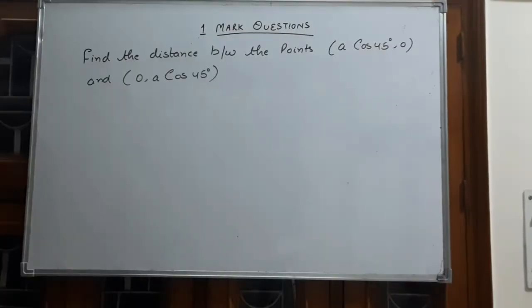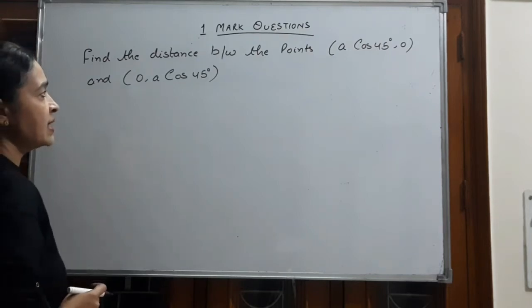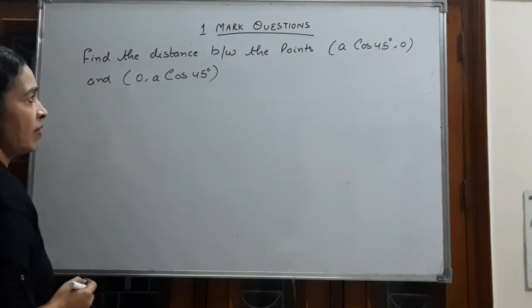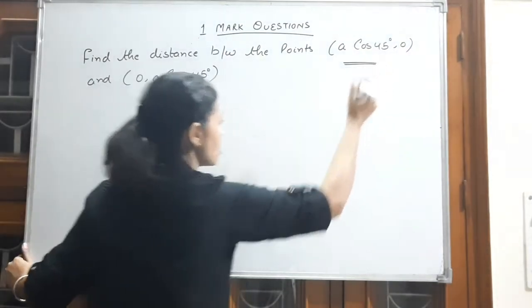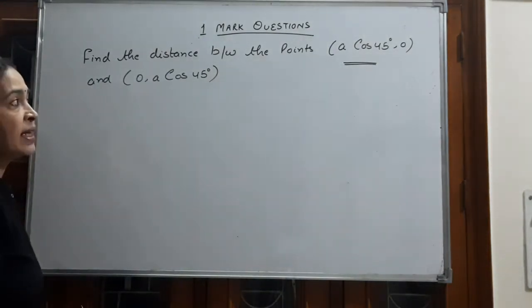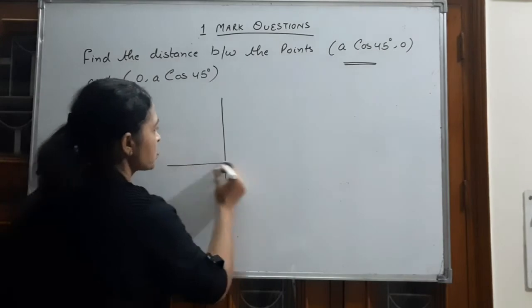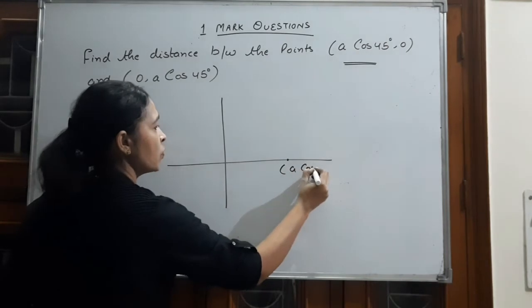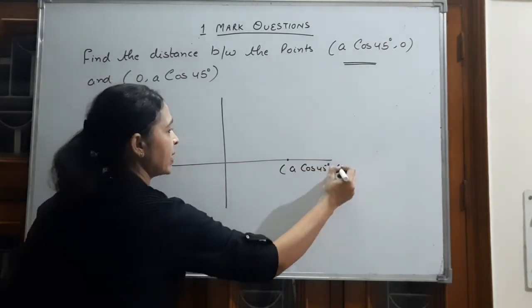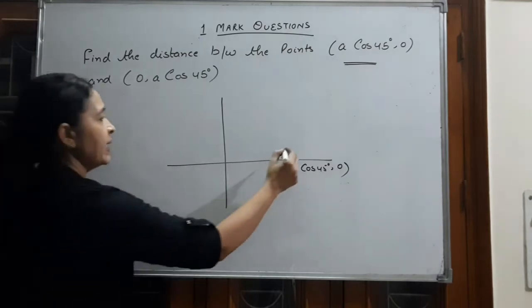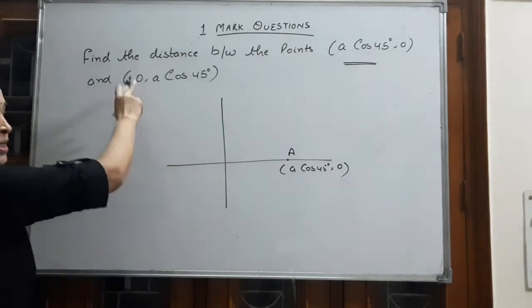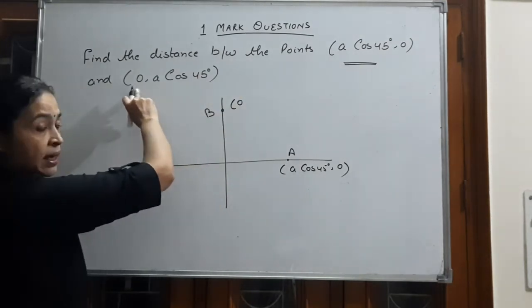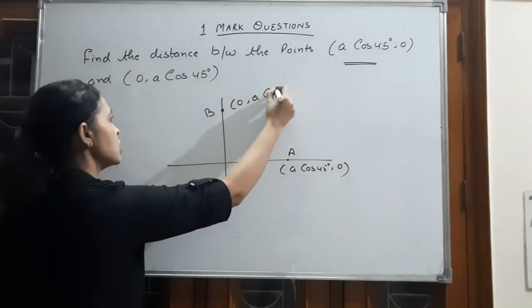Find the distance between the points A(a cos 45 degrees, 0) and B(0, a cos 45 degrees). In this case, the x coordinate is a cos 45 degrees and the y coordinate is 0. This point will be somewhere on the x-axis. Another point B has x coordinate 0, so this point will be on the y-axis. Let B be the point whose coordinates are 0 and y is a cos 45 degrees.